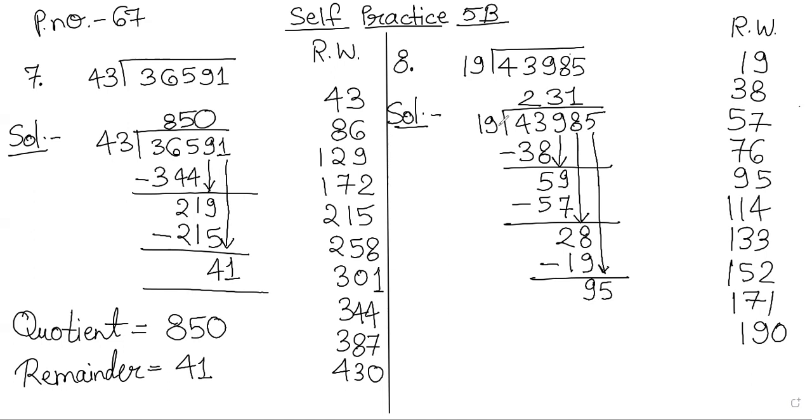Now divide 95 by 19. In how many times can you divide? Look at the table and identify. In how many times can you divide this? Yes, in 5 times. Charvil and Atharva both are correct. In 5 times. 19 5s are 95. Now subtract 95 minus 95. 0 is left.